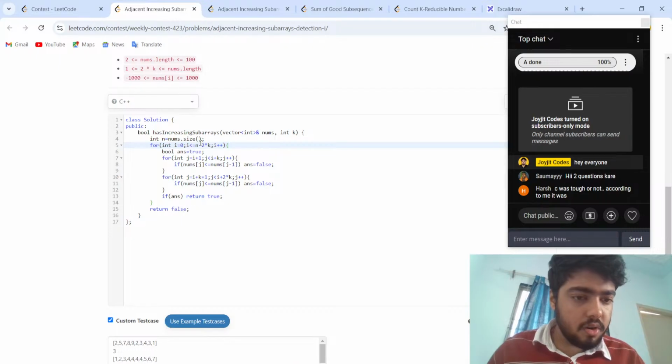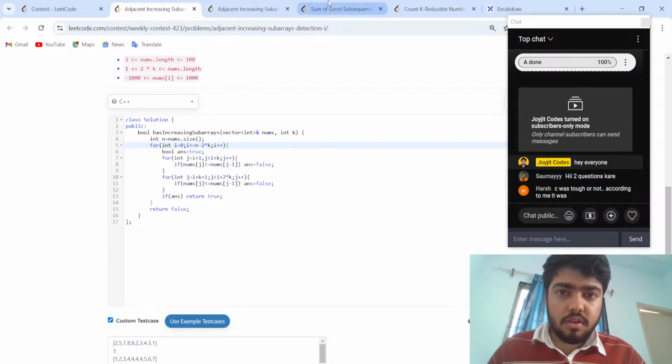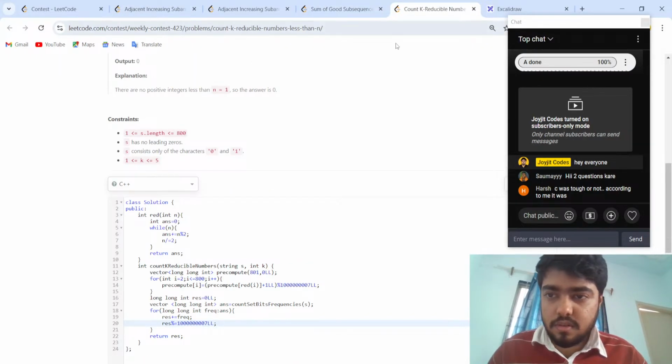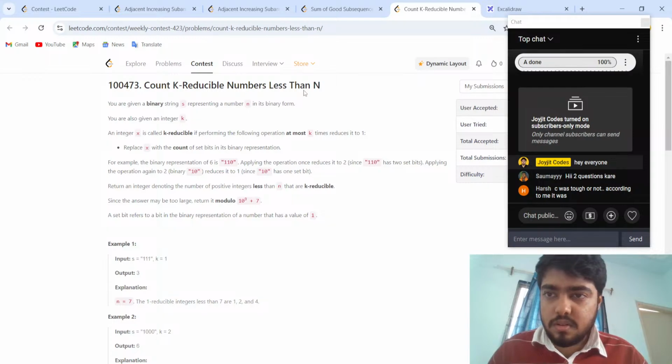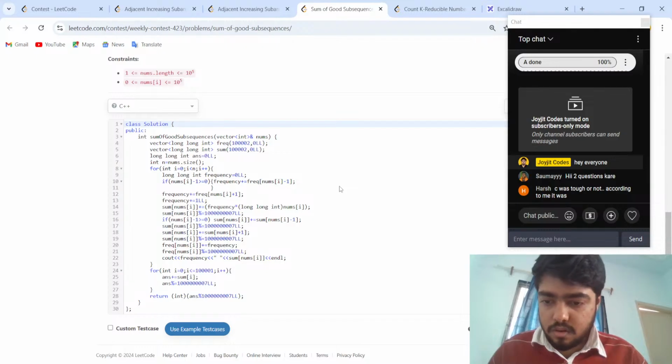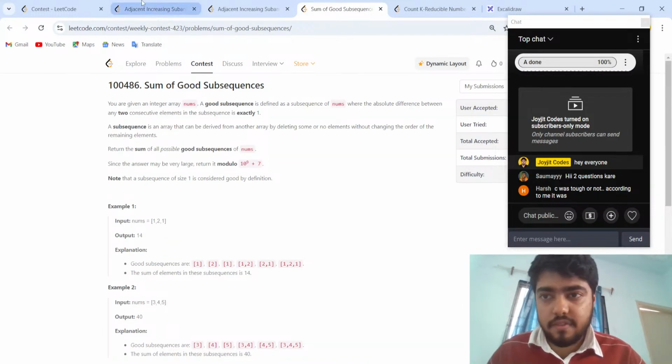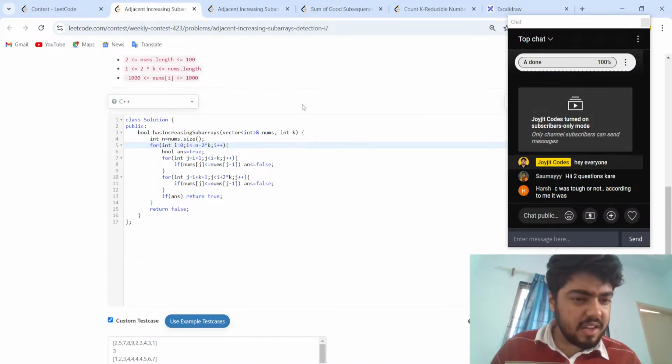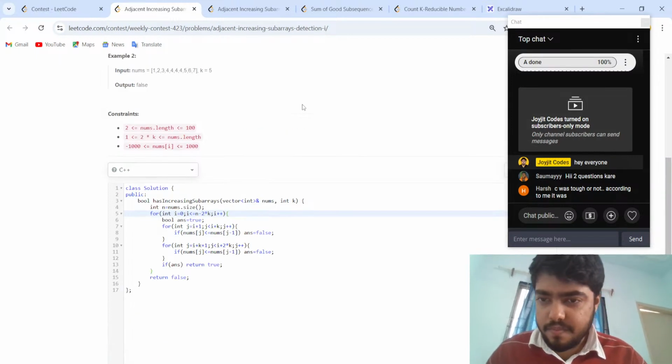Was C tough or not? According to me, it was. C was tough, right? It was tough, but not that much.